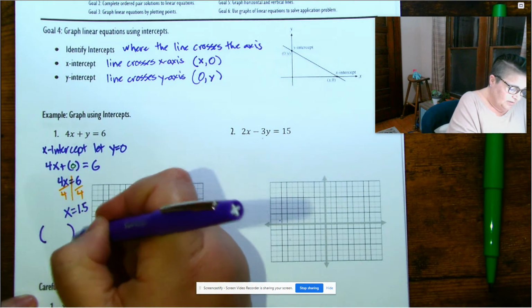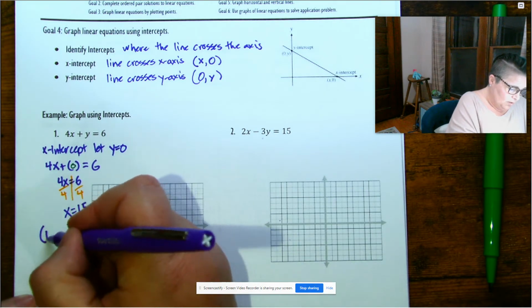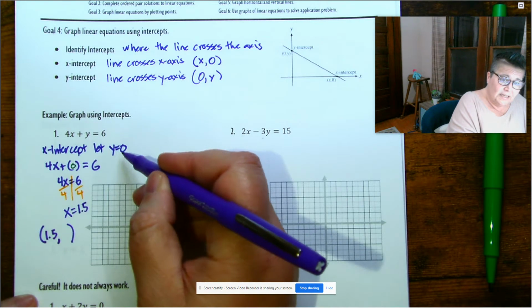This gives us an x, y point of 1.5. And what did we say the y was? 0.